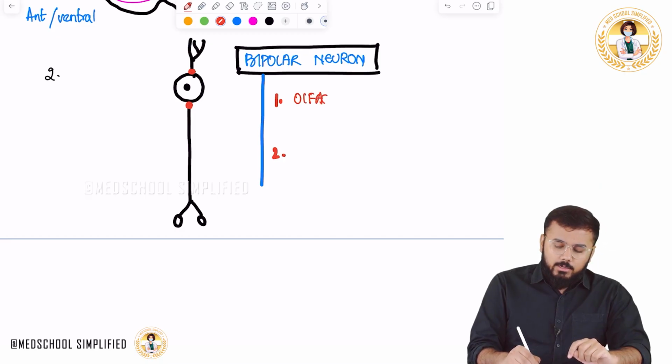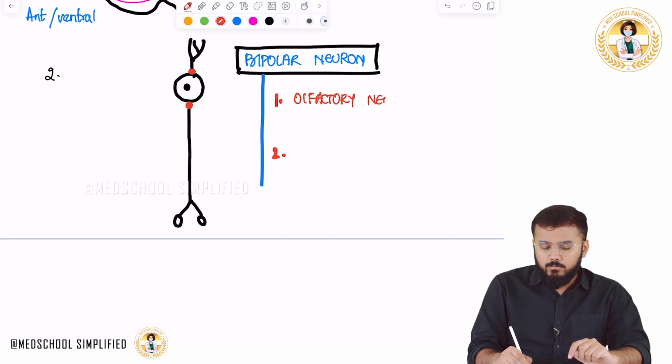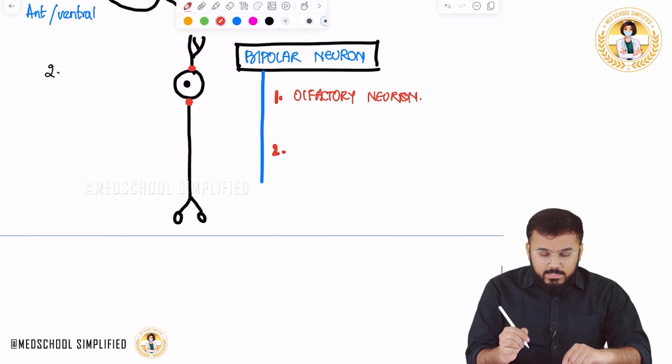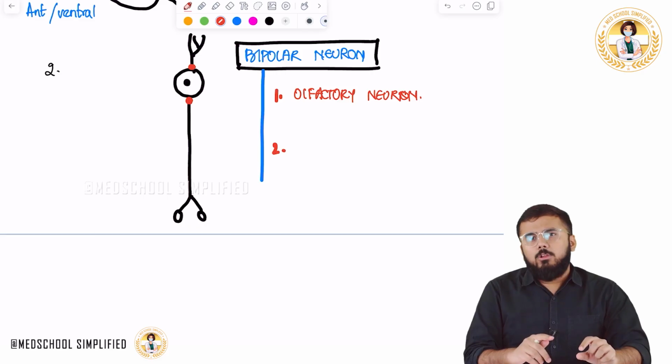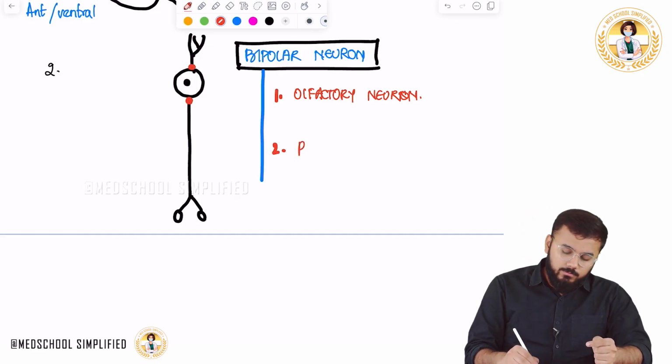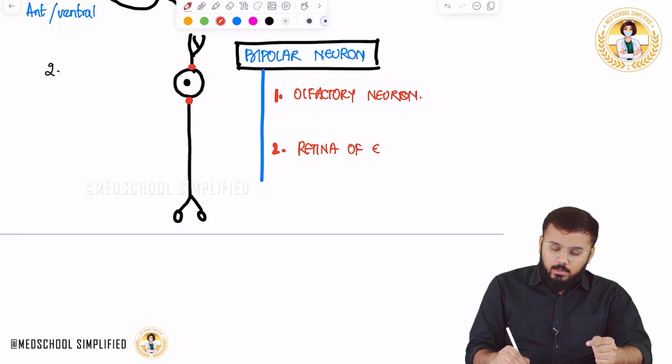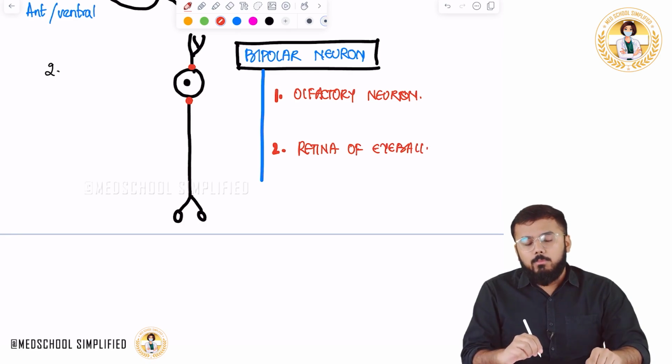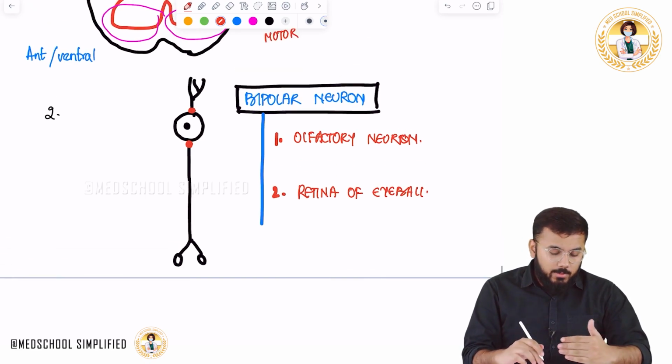Olfactory neurons are bipolar neurons. And the second important example is within the eyeball, where you have the retina. The retina of the eyeball has some neurons, and these neurons are again called bipolar neurons. Okay, right. So bipolar neuron is done.